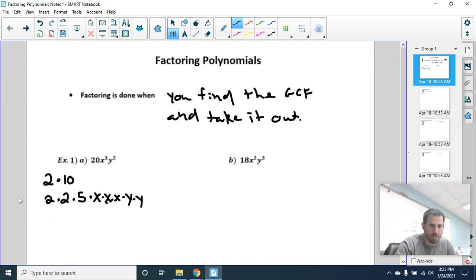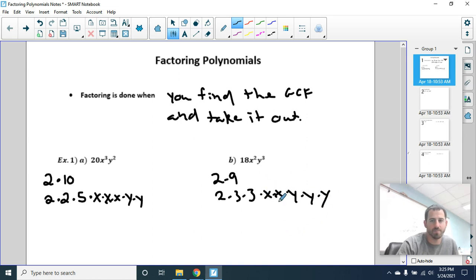Everything is pulled out, and individually it's like a combination of primes. Another way to say it is that factoring is done when you have prime everything. Then we'll do the next one. Pause, try it on your own, and then here we go. So 2 times 9, which is 2 times 3 times 3, and then times x times x times y times y times y. The reason is x squared, and y cubed. That is how to do it.